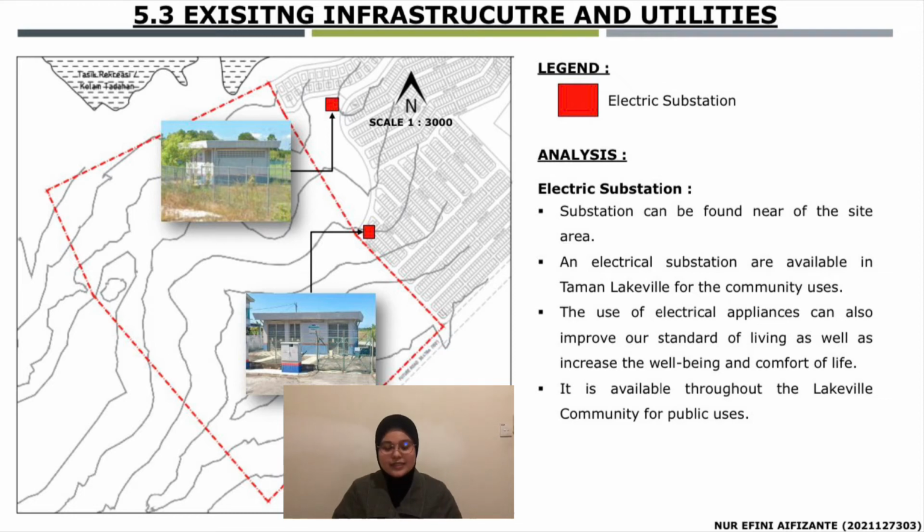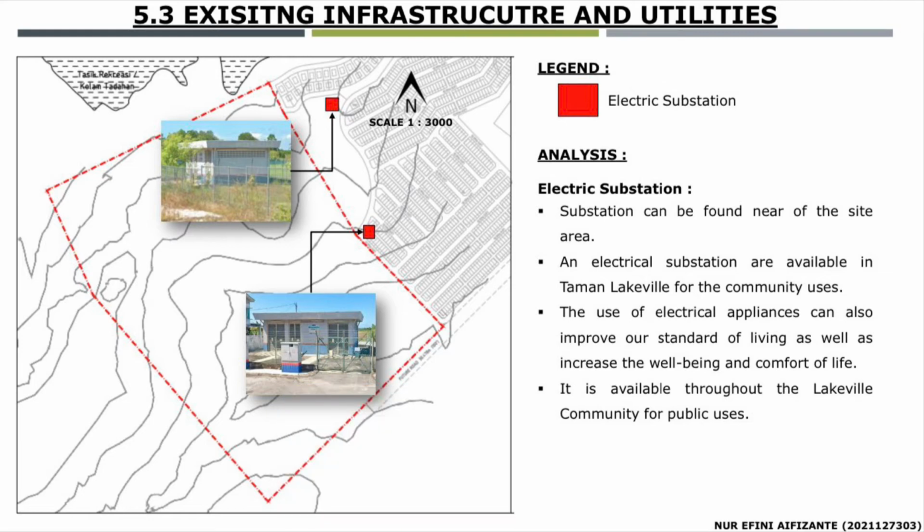The existing infrastructures and utilities that can be found near the site is an electric substation. The first substation can be found at Jalan Lakeville 24 and the other is at Jalan Lakeville 40. It is thoroughly available throughout the Lakeville community.